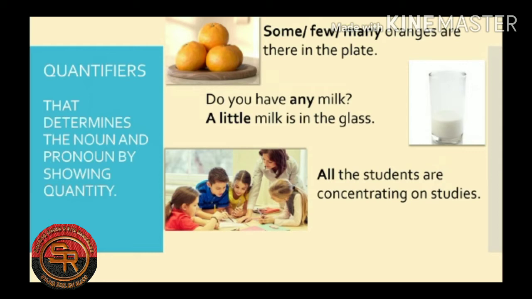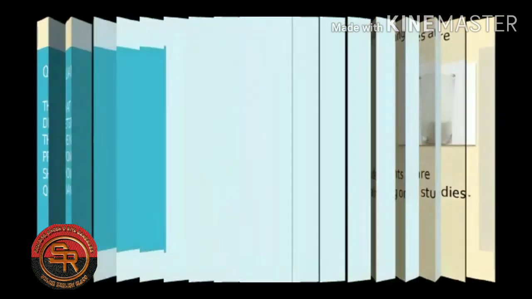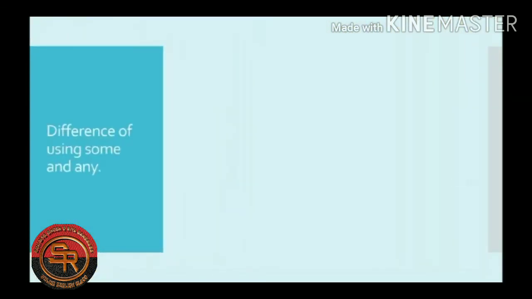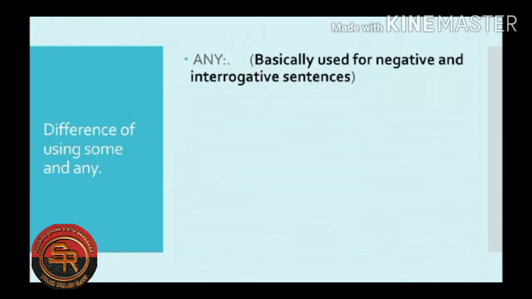So let's go to the next part. I will show the difference in the use of some and any. Any is basically used for negative and interrogative sentences. Basically, I should say assertive negative or interrogative. Okay. So I can say that I didn't receive any phone call. Any phone call means there is no phone call. So I didn't receive any phone call.